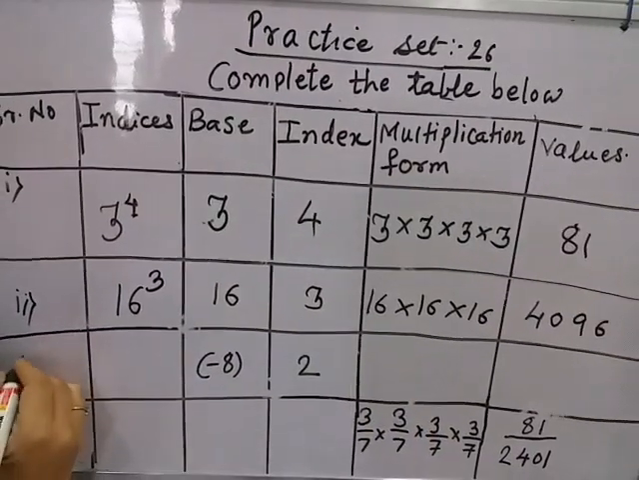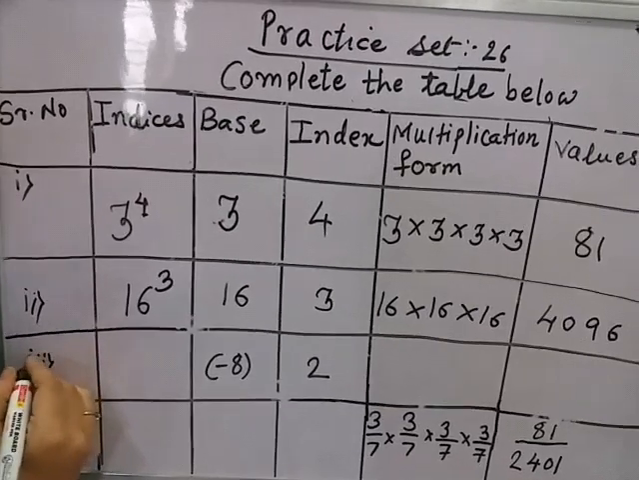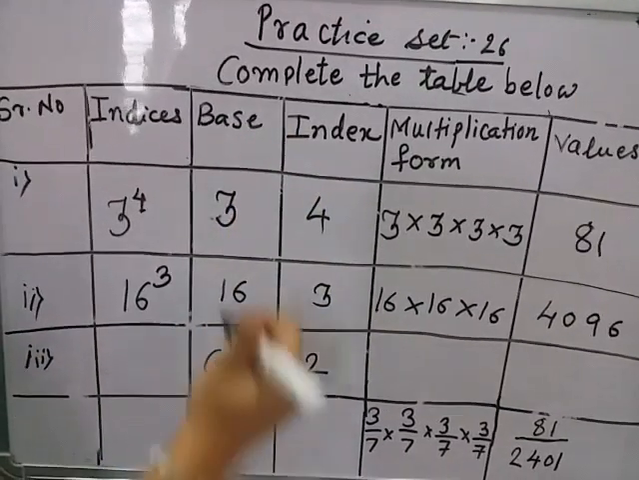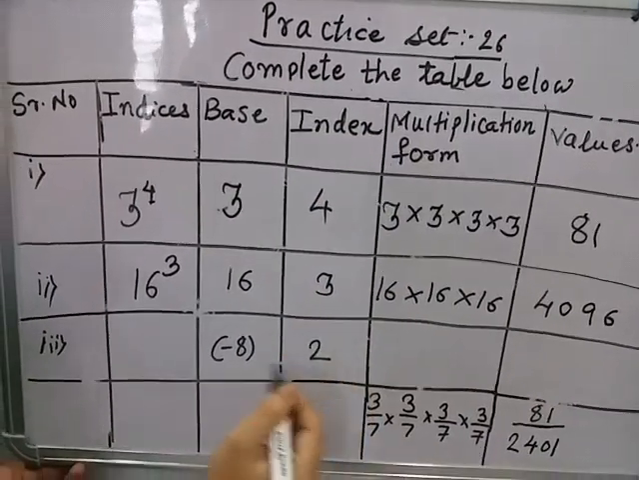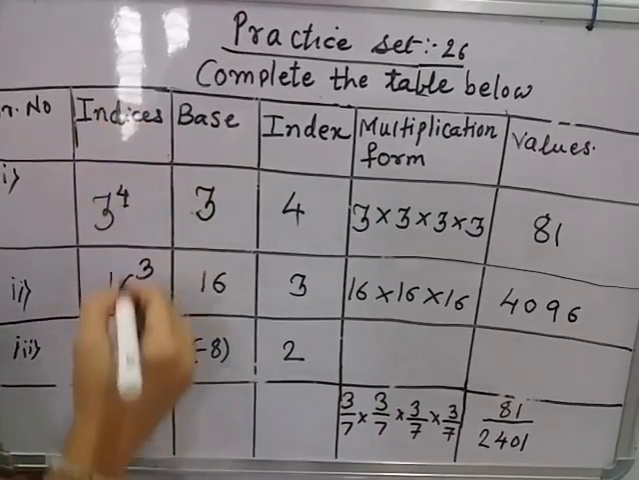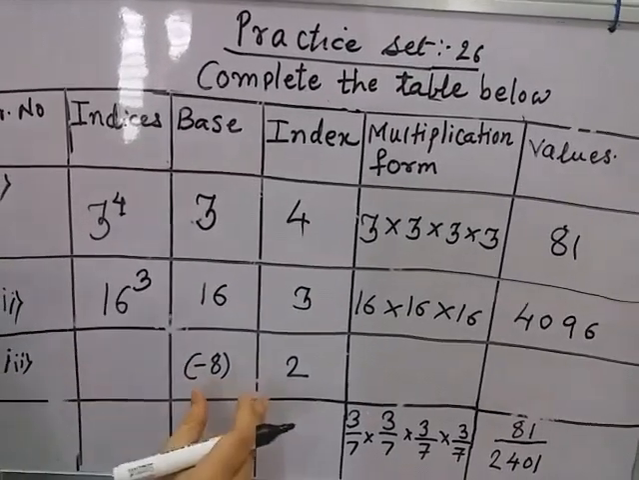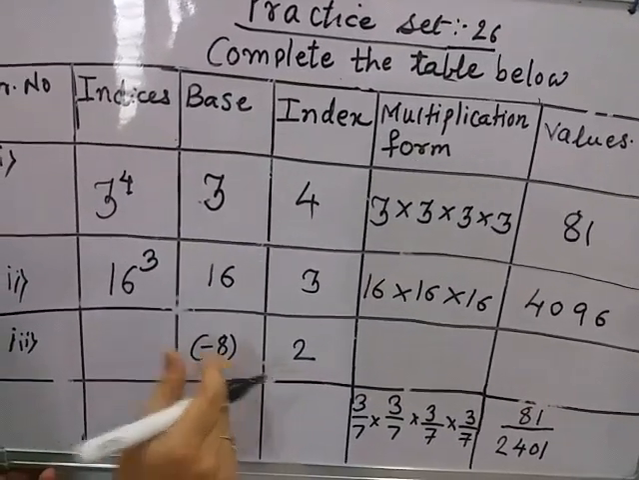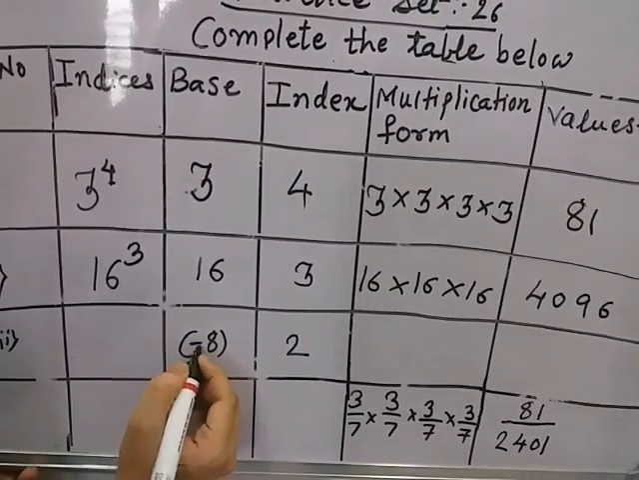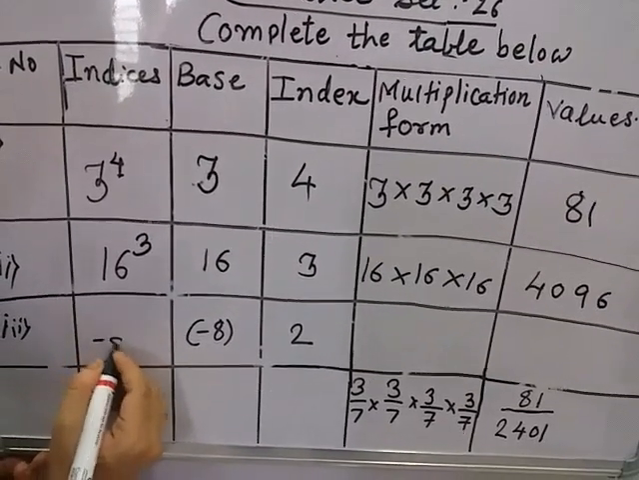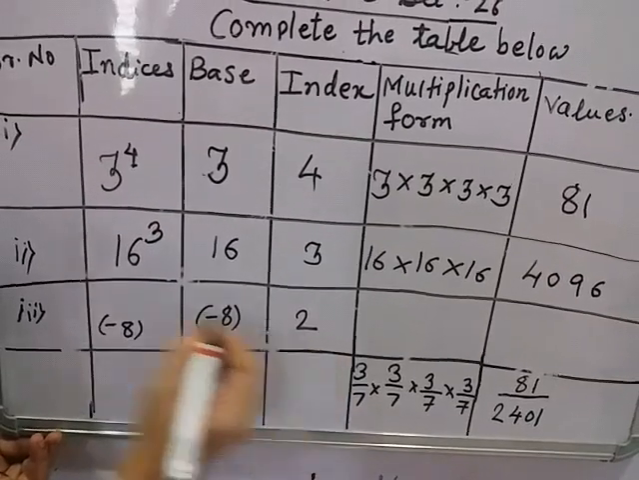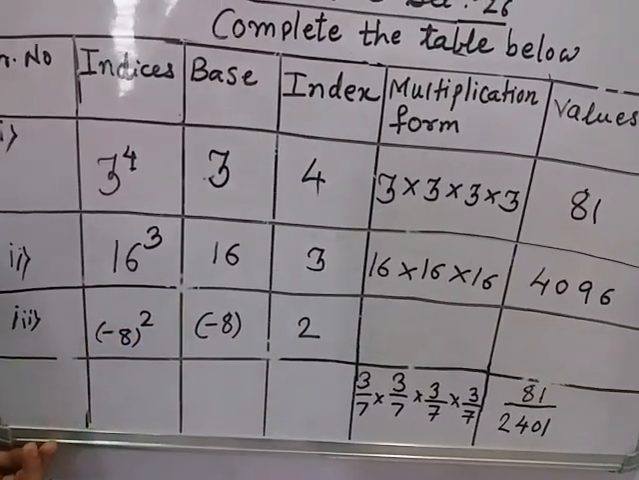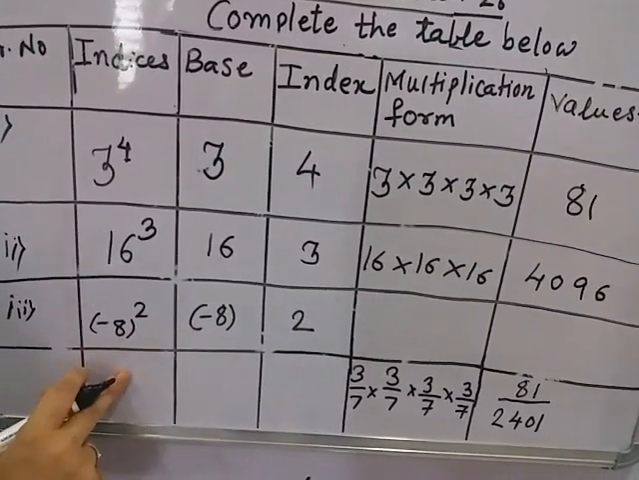Okay, now let's take the third one. In the third one, see what is given to us. Base and index are given to us. With the help of this information, we have to write the number. So you have to write it very properly. First you write the base. As the base is negative, take that negative sign also. Better take it in a bracket. And what is the index? 2. So that index we write on top. I hope you understand how we got this number.